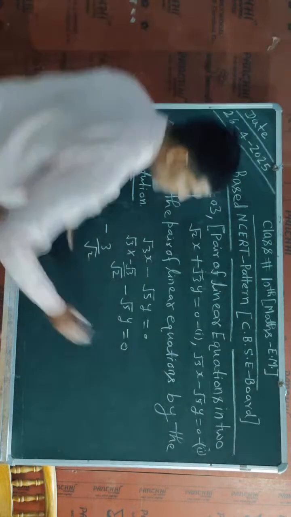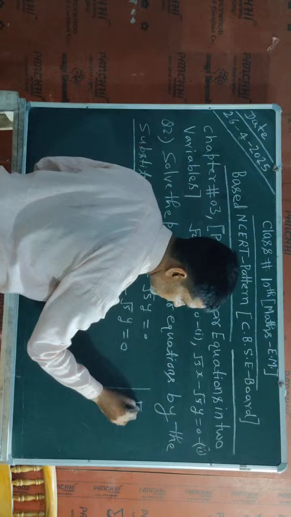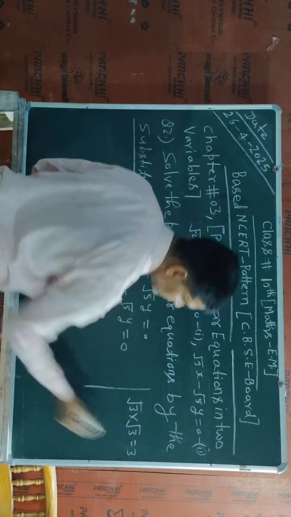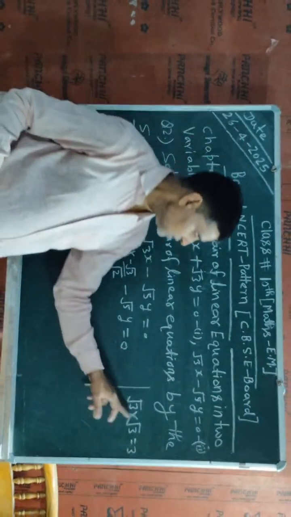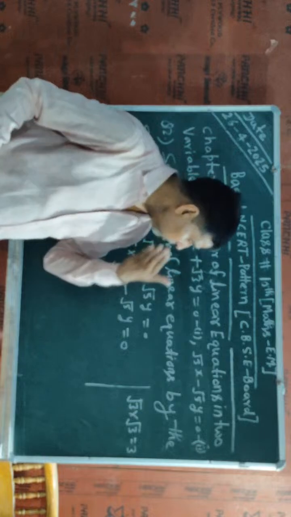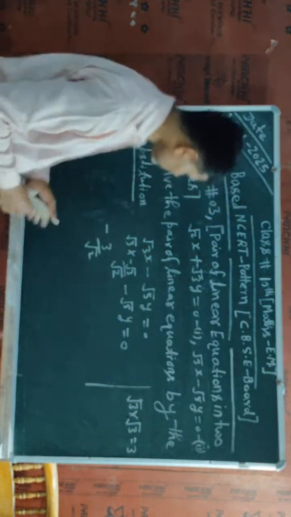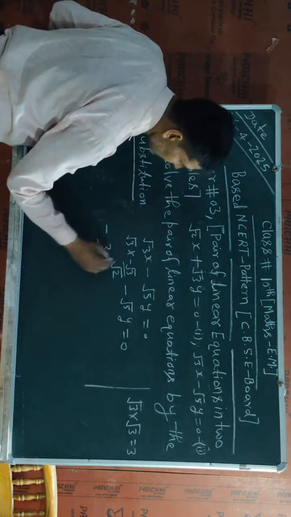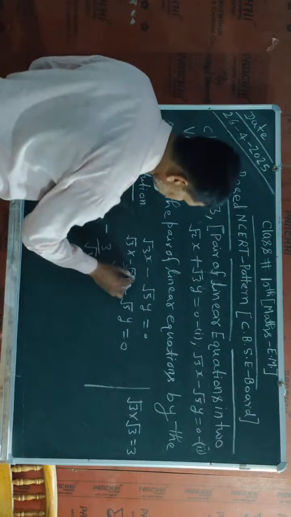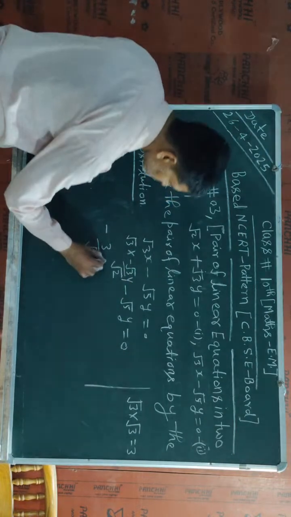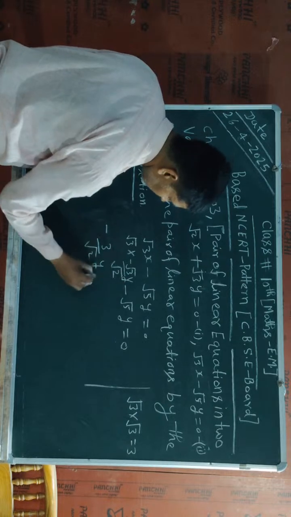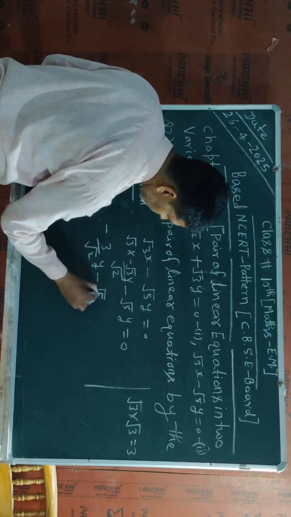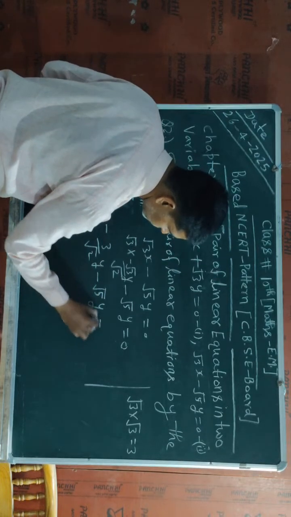Now, student, here keep care on this point. Root 3 into root 3, it will become 3. Okay, student, if you have any doubt, you can ask, or I will explain it in detail. Okay, student. So root 3 into root 3, that will be 3 divided by root 2. And here I will put the value of y also. Okay, student. So here I will put y. Now here I will say root 5 into y which is equal to 0.